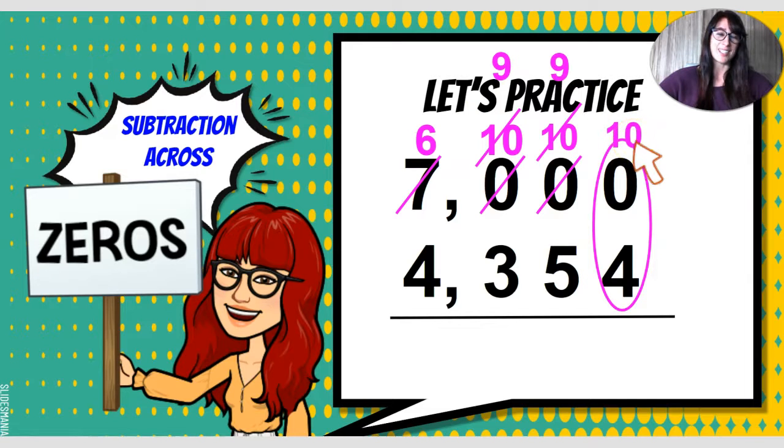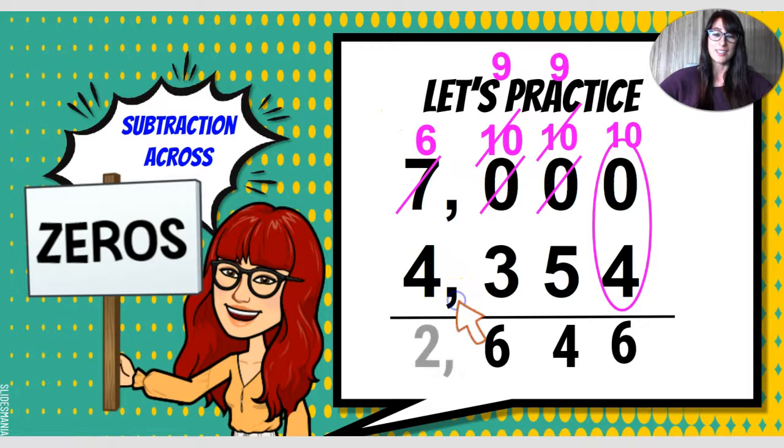Okay, wonderful. We did this. This was tricky, but we did it because we were very careful. Okay, 10 minus 4 is 6. See, now I can do it. All I had to do, just knock on several doors, borrow what I needed, and now I can just simply do my subtraction. Now let's look at the tens. 9 minus 5 is 4. 9 minus 3 is 6. And 6 minus 4 is 2. My answer is 2,646.